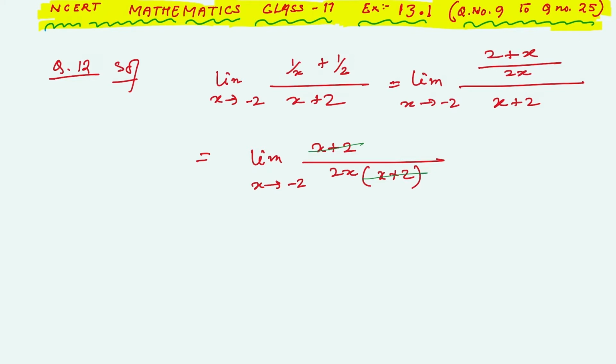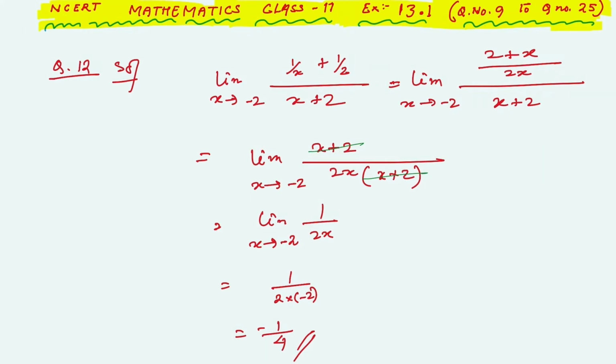So we can write here limit 1 by 2x, x tends to minus 2. Now you can put minus 2 directly here. That will be 2 into minus 2, that's going to be 1 by minus 4, or minus 1 by 4 you can write simply. That's our answer. That's how we can solve question number 12.